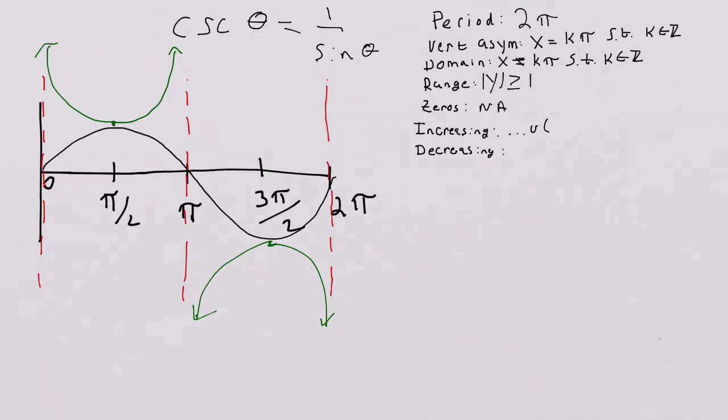It's increasing from pi over 2 to pi, union. It is also increasing from pi to 3 pi over 2. Let me clean this up, write it a little better.